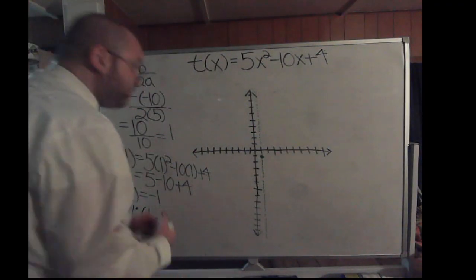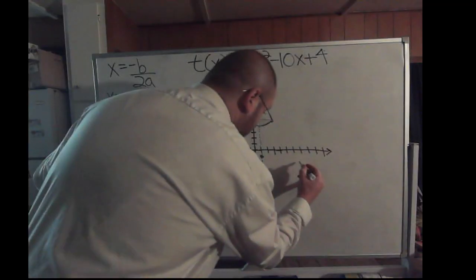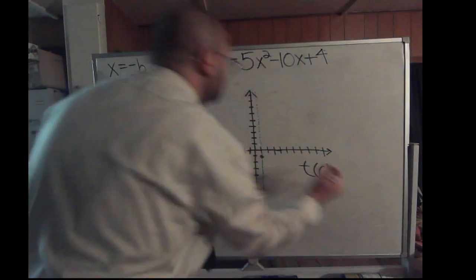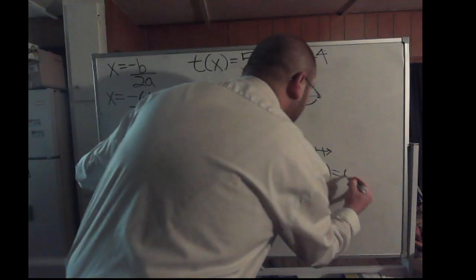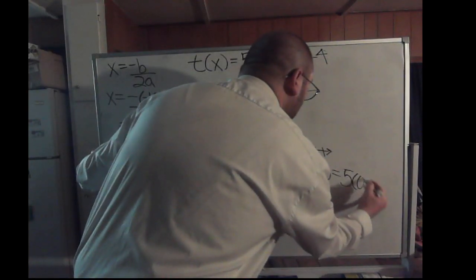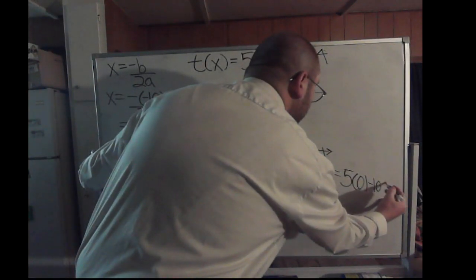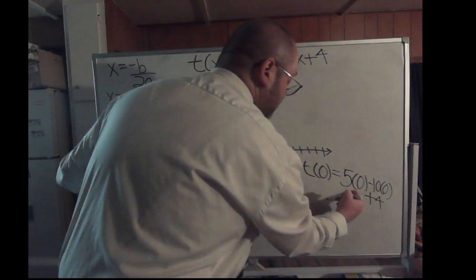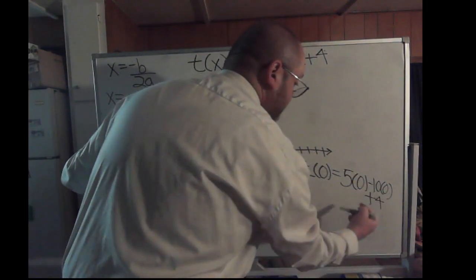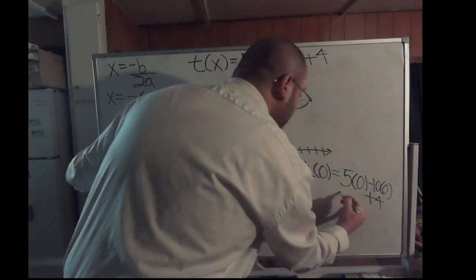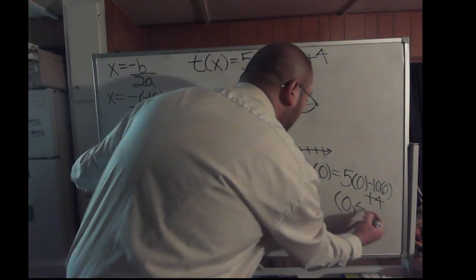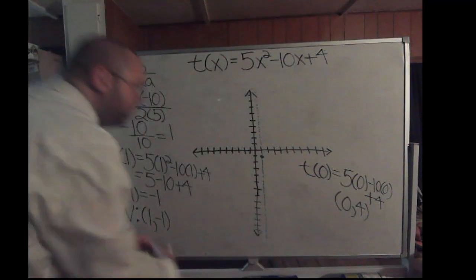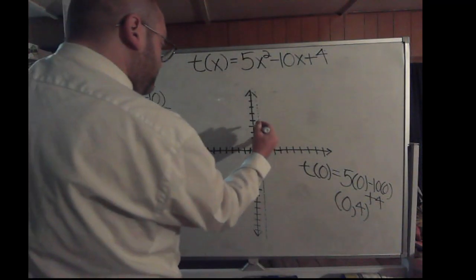So let's say we'll go with the classic one, t of 0. T of 0, well that's going to be 5 times 0 squared is 0, minus 10 times 0 plus 4. 5 times 0 is 0, minus 10 times 0 is 0, so you get the point 0, 4. T of 0 is 4, so you would get the point 0, 4.